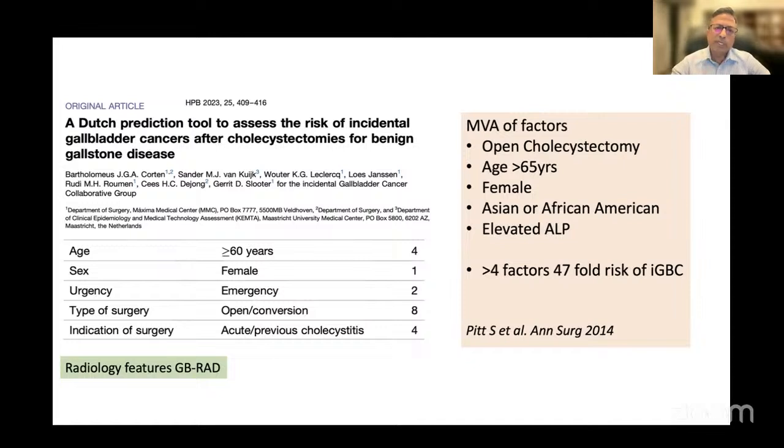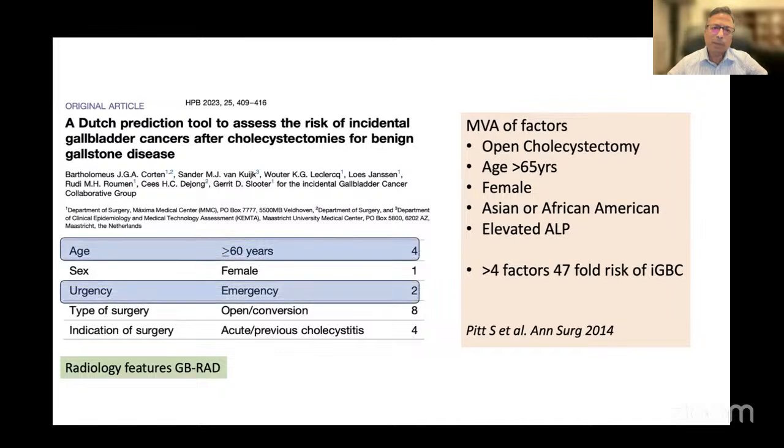And scores have been given, and if the score is more than 7, the likelihood of it harboring incidental gallbladder cancer is high. Similarly, this other study again showed that open surgery, elderly female, Asian or African descent with elevated ALP may have a high incidence of incidental gallbladder cancer. So these are some pointers wherein in high incidence areas, you may look at these and wonder whether you may be dealing with or may encounter an incidental gallbladder cancer.